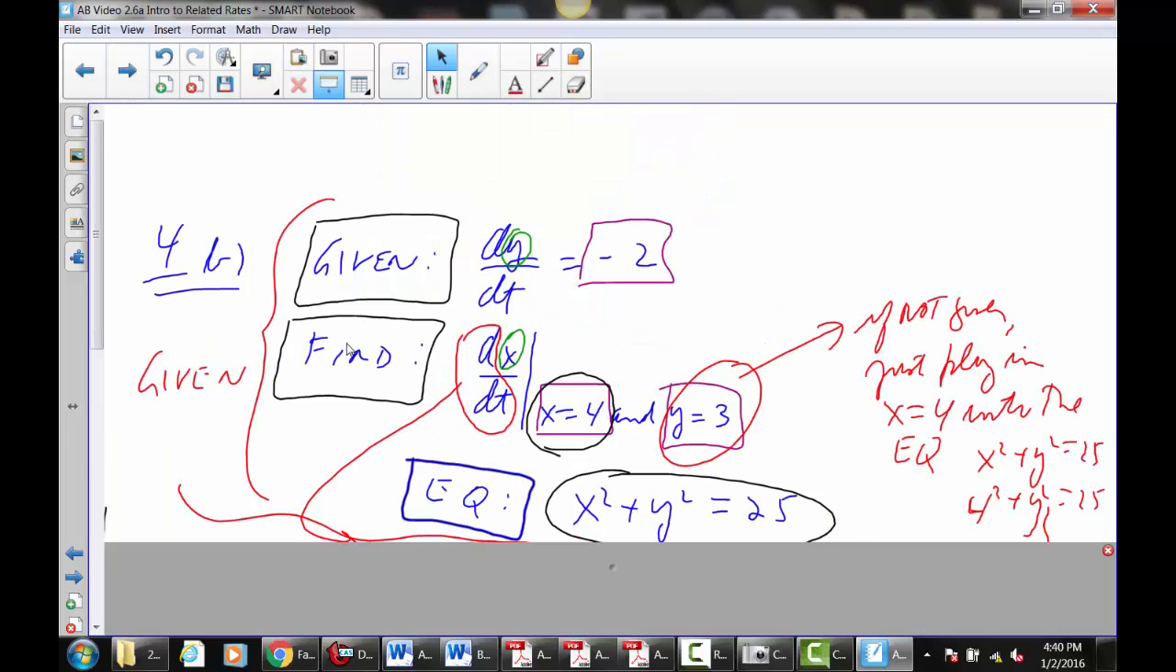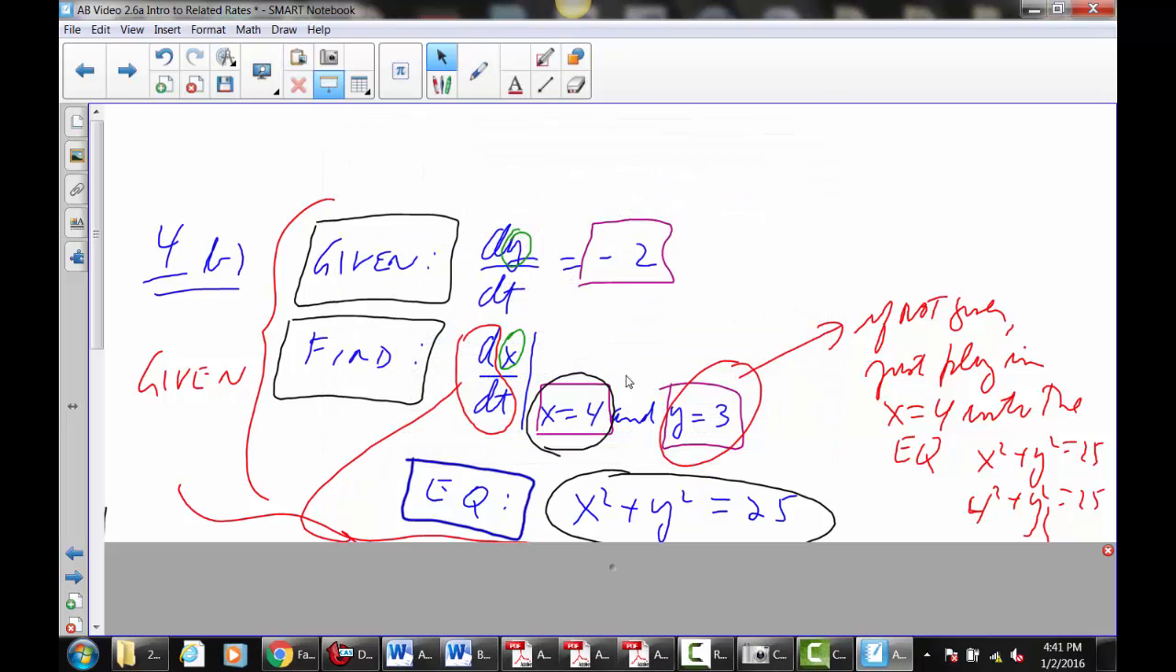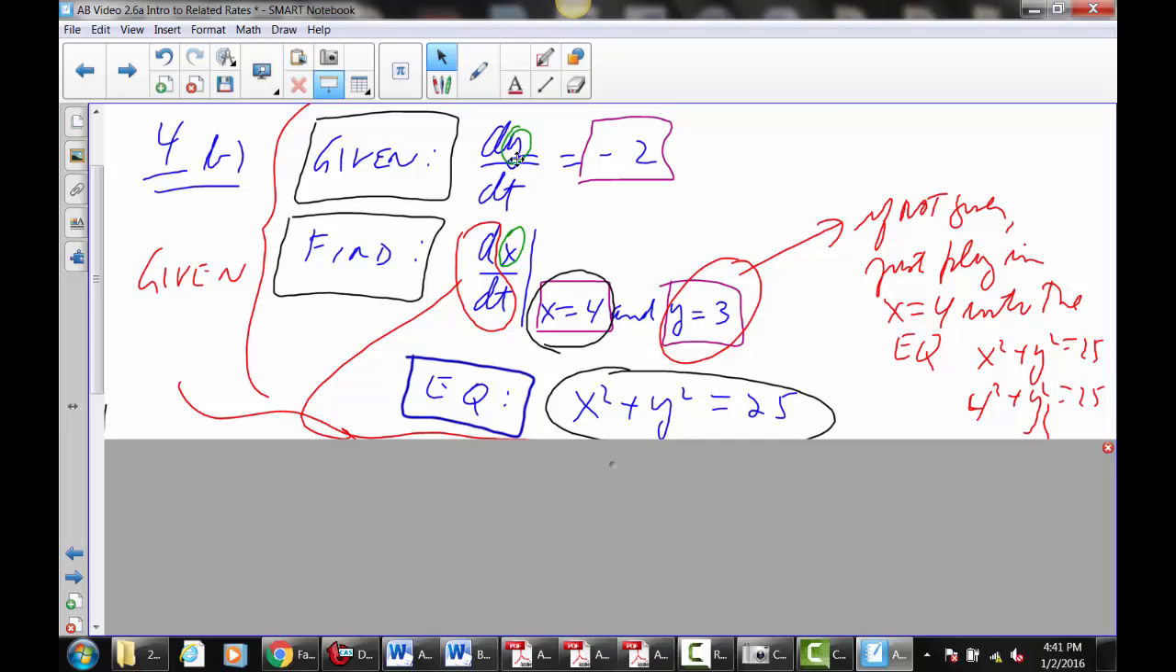Here's another example, number 4b. This time they give you dy/dt equals negative 2. They ask you to find dx/dt when x equals 4 and y equals 3. They're being kind. Later on, they won't give you the when y equals 3. They will simply say when x equals 4, it'll be up to you to plug x equals 4 into the equation, which in this case they're giving you, in order to find out that y happens to be 3 when x happens to be 4. And of course, for now, they're giving you the equation that relates the x and the y. In this case, x squared plus y squared is 25.